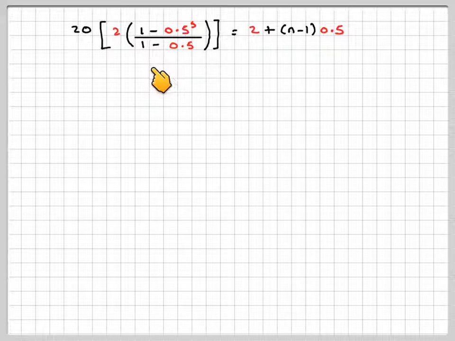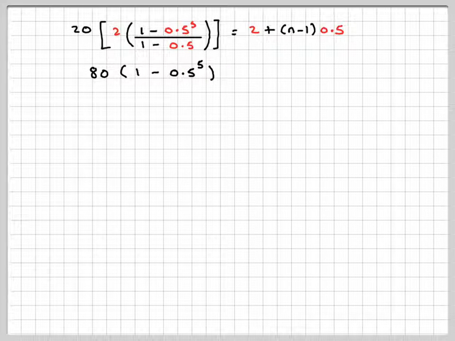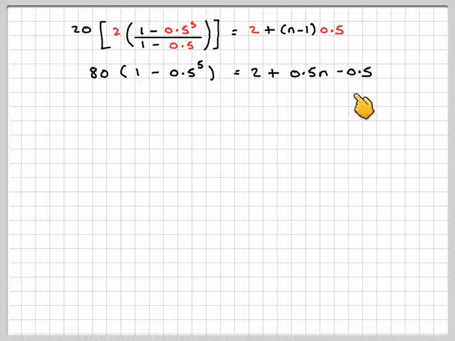Right, 1 minus 0.5 is 0.5, and then 2 times 20 is 40. 40 divided by 0.5 is 80. And then we're going to have 80 times 1 minus 0.5 to the 5, and on the right we're going to have 2, and I'm multiplying this out, n times 0.5, which is 0.5n, minus 1 times 0.5, which is 0.5. We've got to make n the subject so we can solve it.